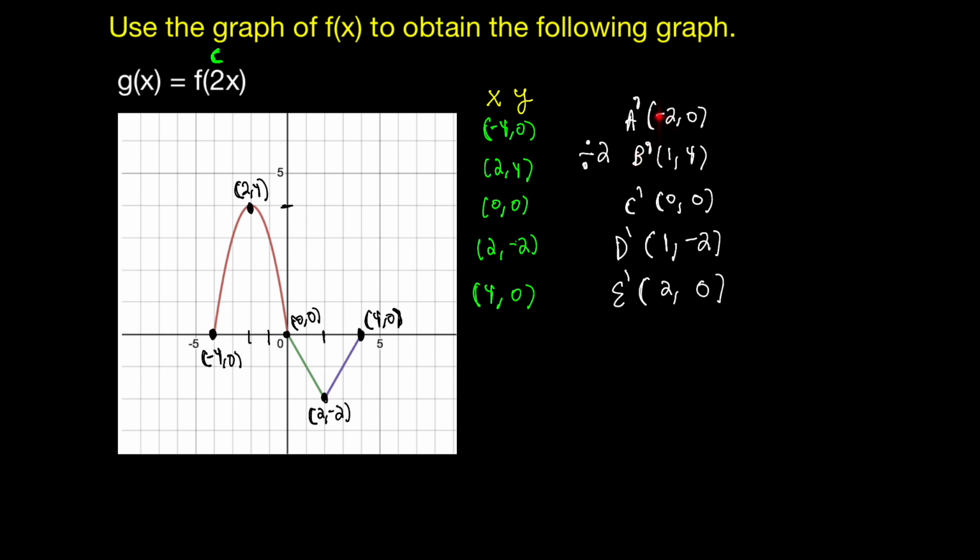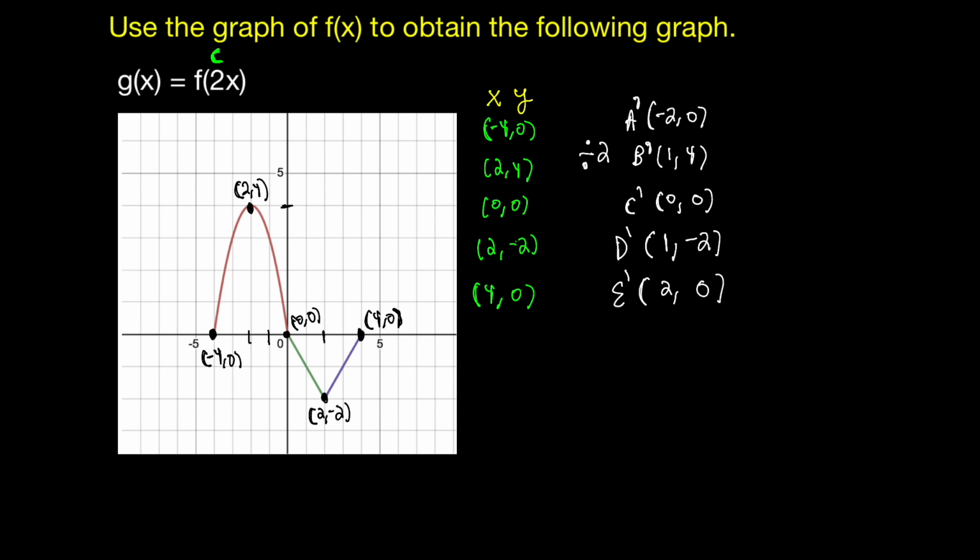Again, I want to remind you that I just divided the x's. -4 divided by 2 is -2. 2 divided by 2 is 1. 0 divided by 2 is 0. 2 divided by 2 is 1. 4 divided by 2 is 2. We don't touch the y's, which is why here we still have the 4, we still have the -2, and we still have the zeros.